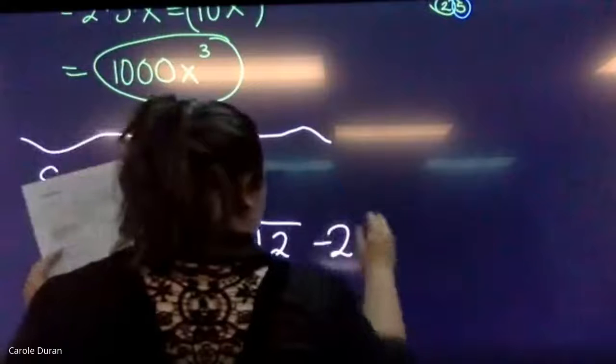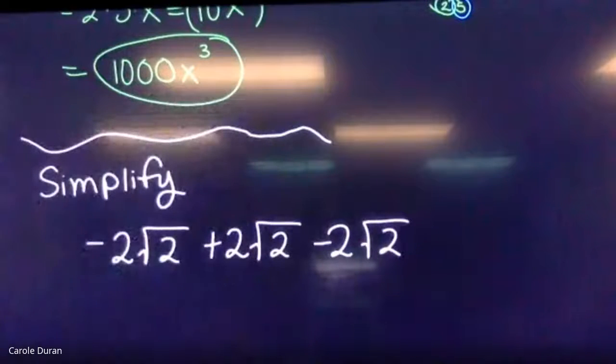The introductory problem that we have is negative 2 times the square root of 2 plus 2 times the square root of 2 minus 2 times the square root of 2. All I'm asking you to do here is to simplify this. As we're looking at it, it looks really, really ugly. But I also noticed that there are some similarities between all of these terms. What do all three of them have in common? The square root of 2.